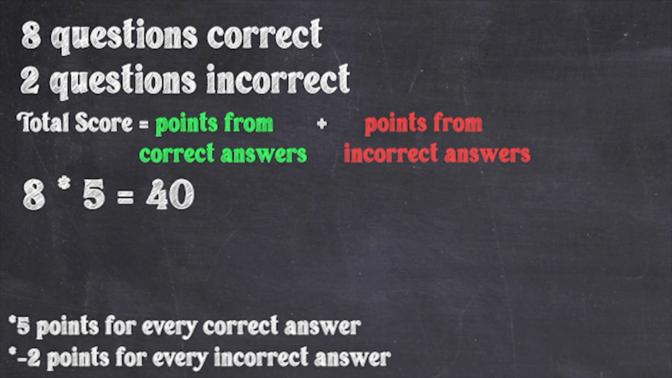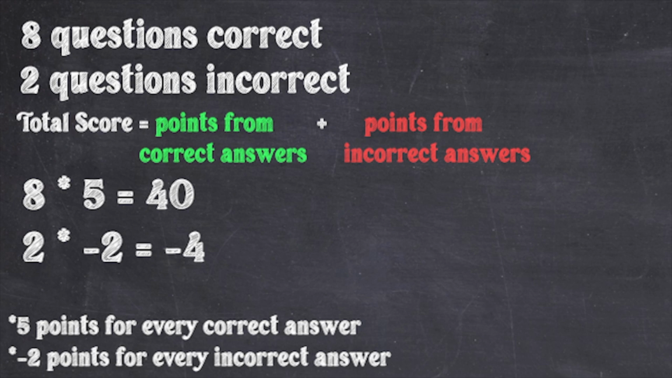Now, for the incorrect answers. Remember that you answered 2 questions incorrectly and that you lose 2 points for every incorrect answer. You can think of that as getting -2 points for incorrect answers. If you want to think about all the points we quote-unquote get from incorrect answers, we should multiply 2 times -2. That's -4. Remember, the negative sign comes from the fact that we are multiplying a positive number by a negative number.